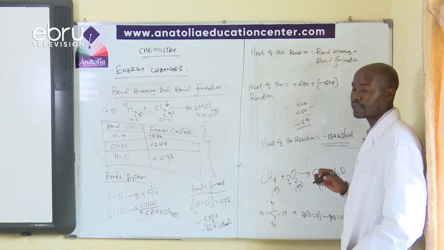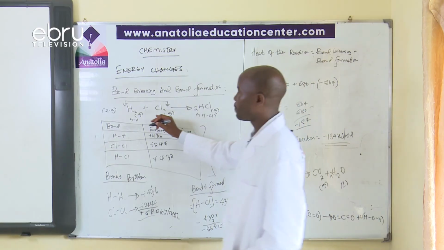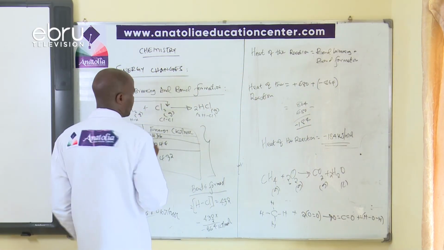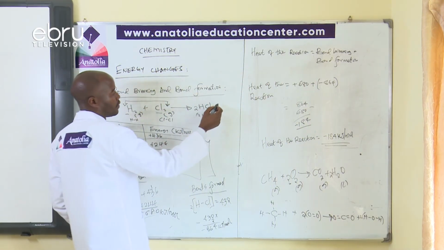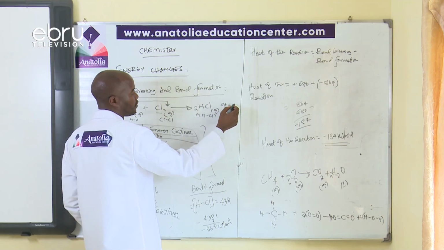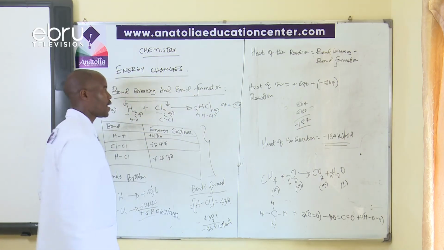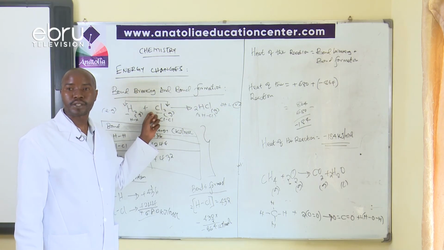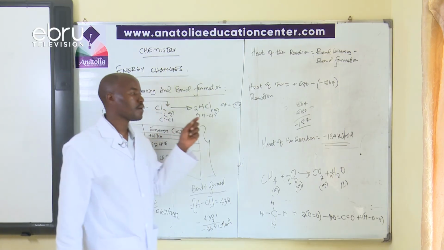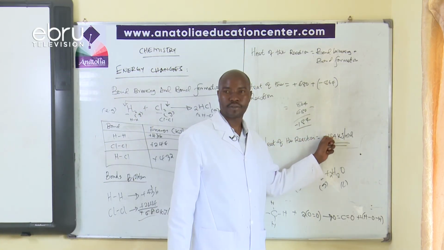Meaning what? That the whole process, when hydrogen reacts with chlorine, the heat that is going to be given is negative. Therefore, our process is exothermic because of the negative value.